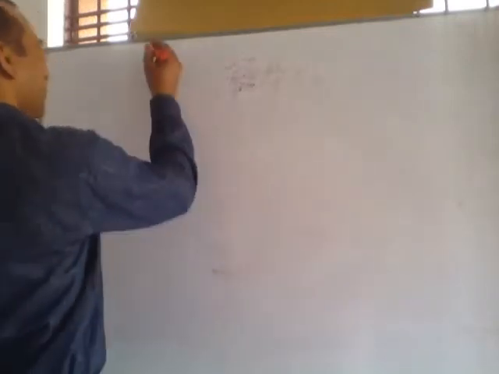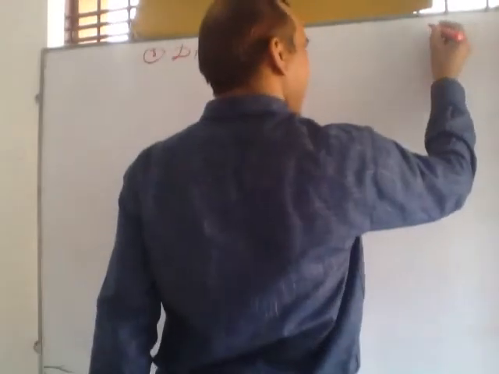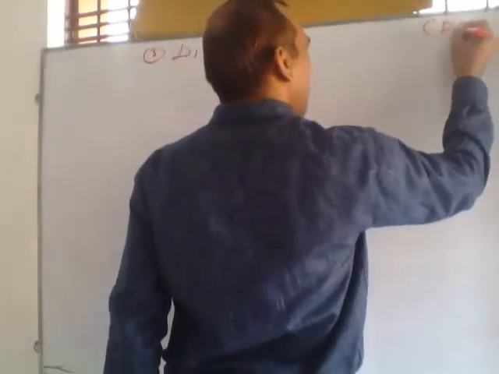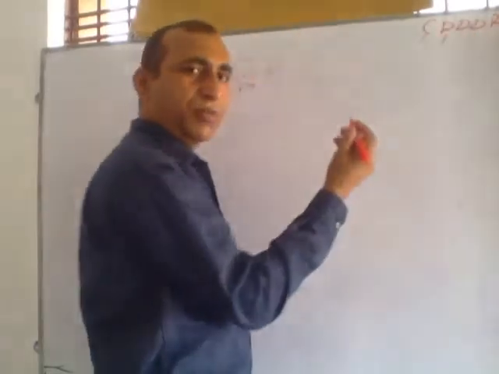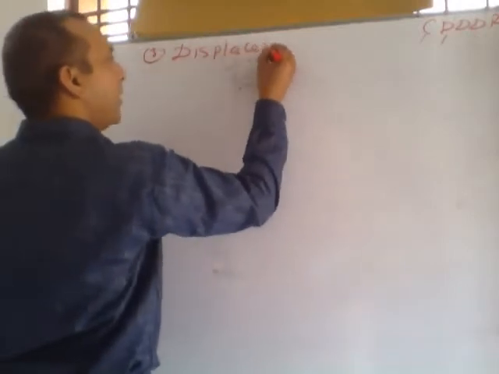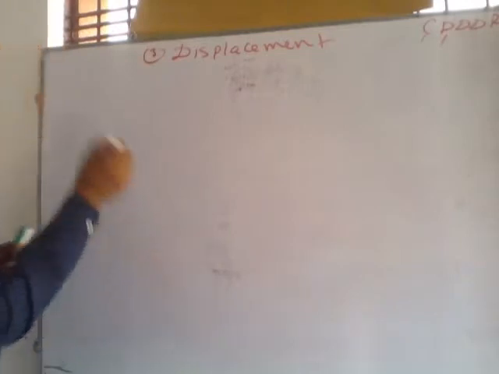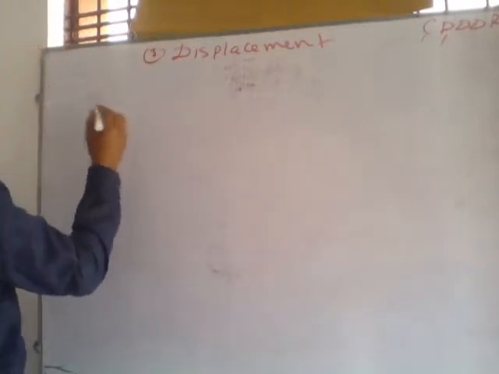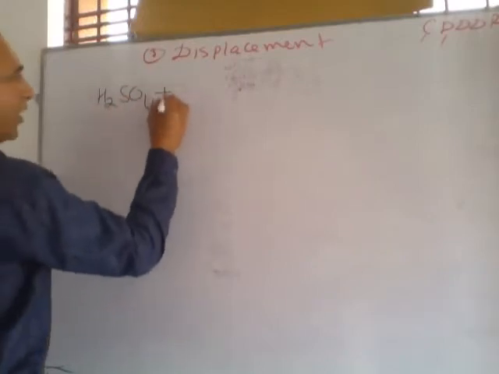The reaction types we have written: CDDDDDR. First is combination. Second is decomposition, third is displacement. Displacement reaction. In displacement reaction, suppose this is H2SO4 and this is zinc.